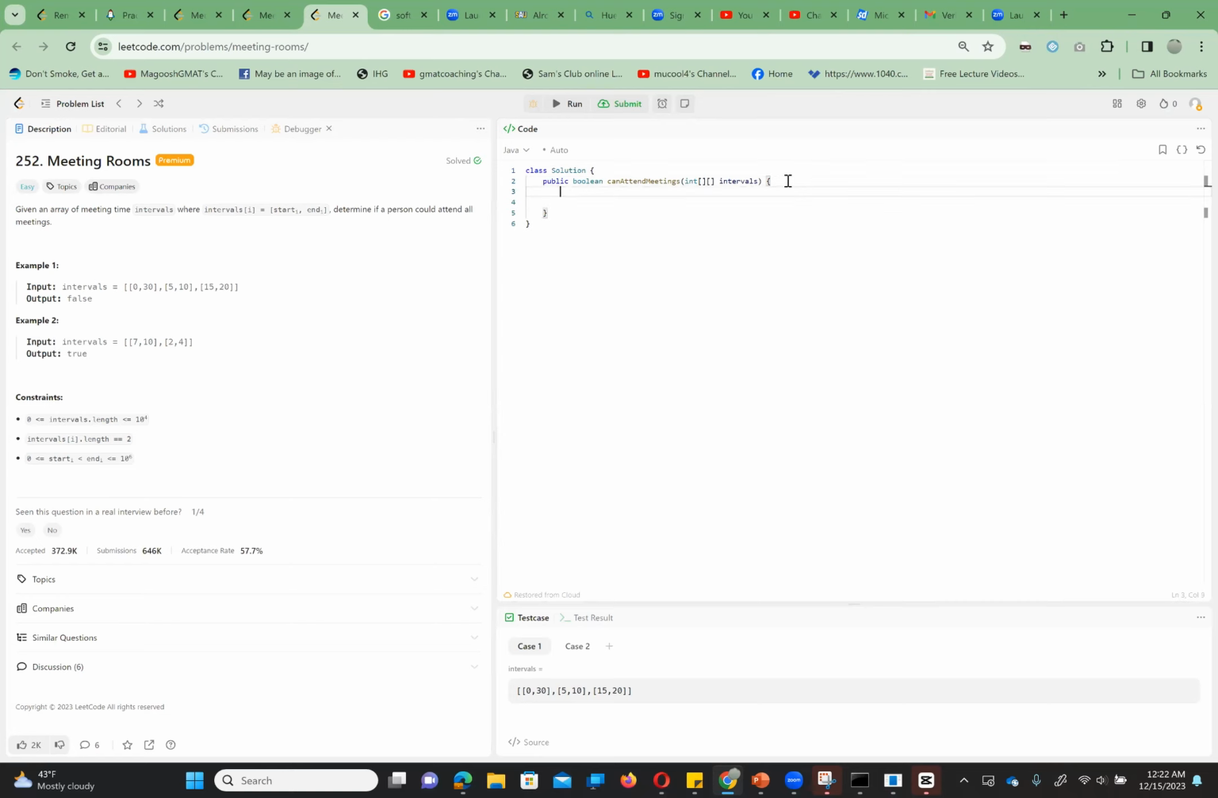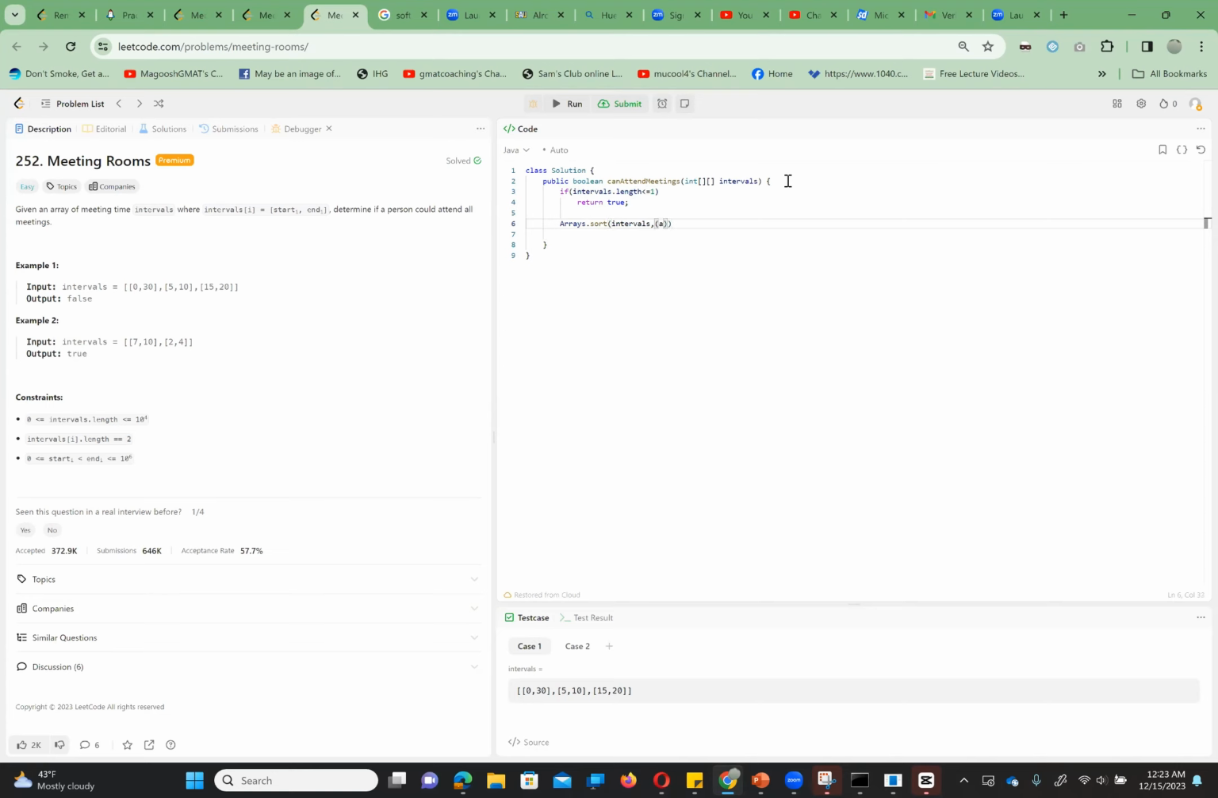Okay, so before I solve this problem, probably I would ask the interviewer a few questions. Or I can just check, if we have just one meeting, in that case, obviously I can attend it, right? So we can check if intervals dot length is less than or equal to 1, then I return true. Otherwise, what I'm going to do is sort the meetings based on their start time.